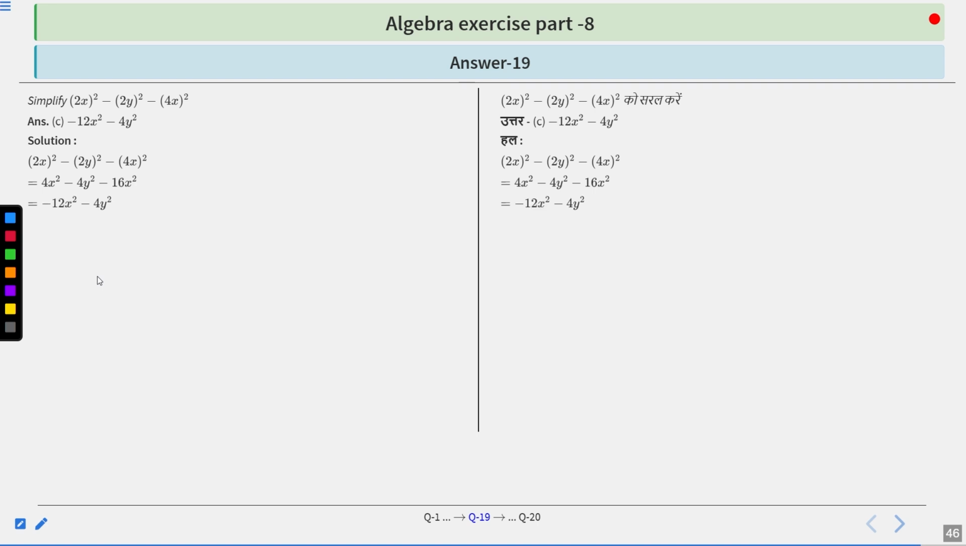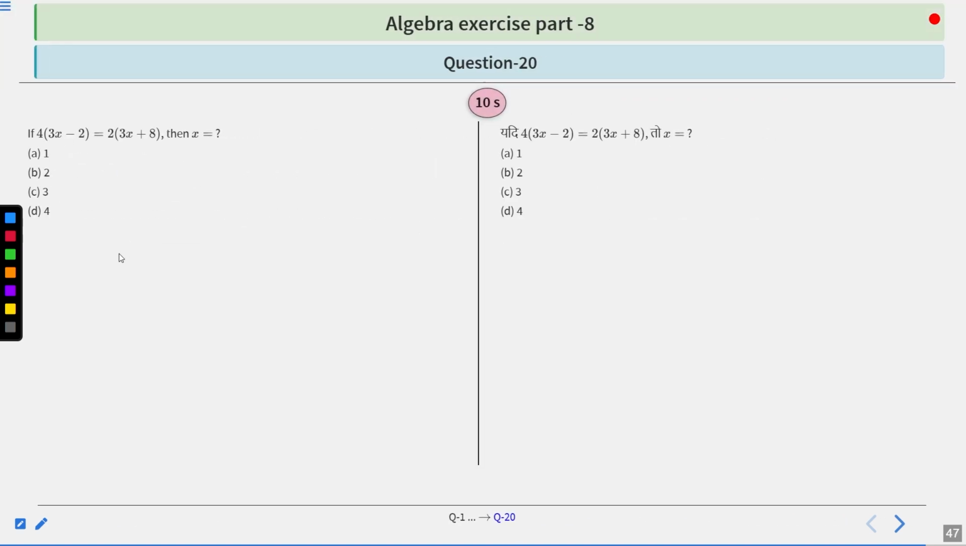4x square minus 16x square is nothing but minus 12x square, and minus 4y square is written as it is. Or we can also write, after taking minus common, minus times of 12x square plus 4y square. So either minus 12x square minus 4y square or minus times of 12x square plus 4y square is the correct answer. And it was written in option number C. So option number C is the correct answer.